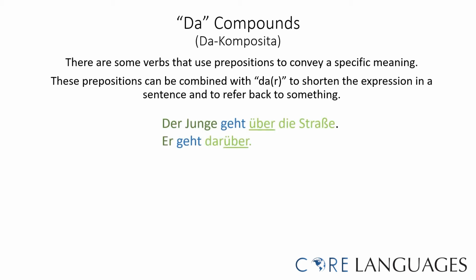For example, der Junge geht über die Straße. The boy goes across the street or goes over the street. The preposition is über, and I can shorten this expression by creating a da compound, darüber. Geht darüber. He goes over it, or he goes across it.